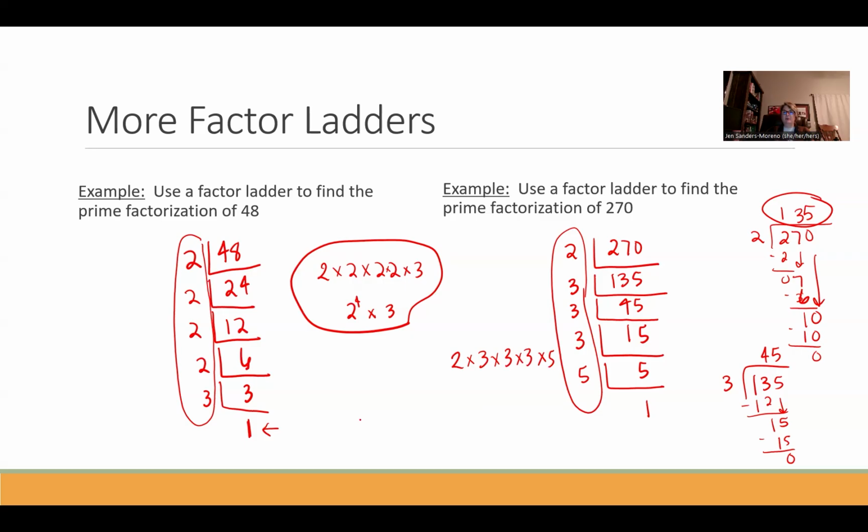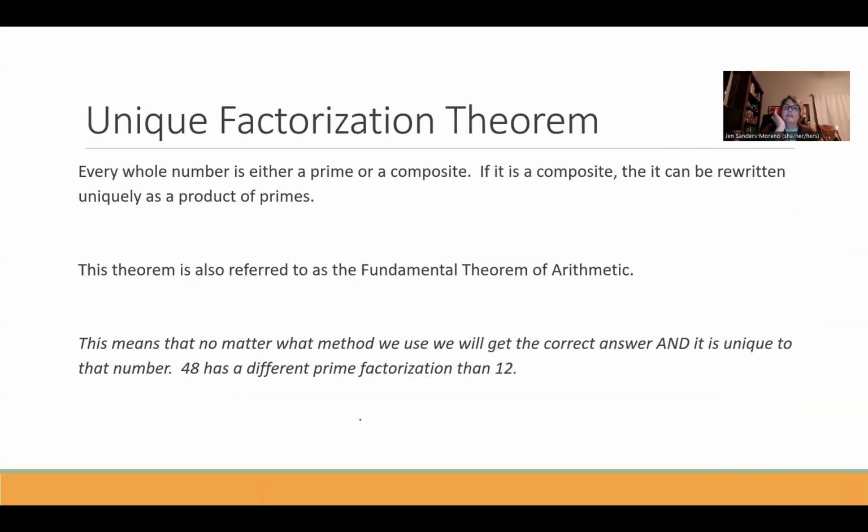Okay. Woohoo! Now, interesting fact. Yeah, we got the same answer. Whether you use the factor tree or the factor ladder, you get the same answer. And that's because of something called the unique factorization theorem. So what happens is that you're either a prime or composite. And if you're a composite, not prime, then you can rewrite it uniquely as a product of primes. So what that's saying is that all composite numbers have a unique factorization.